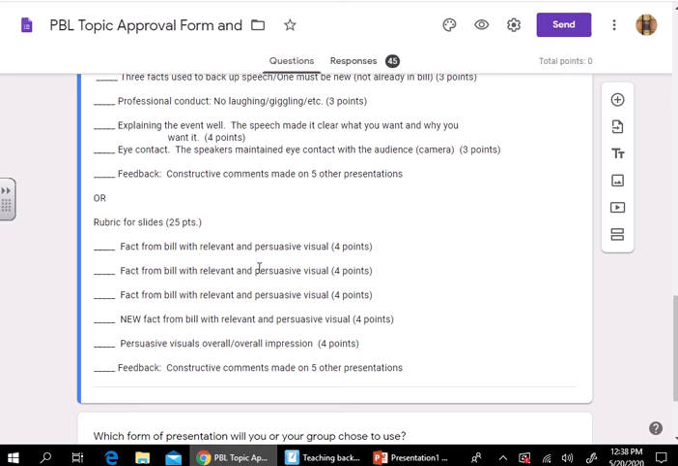And then you do that for your second fact, and you have another persuasive visual on another slide. Then you have another fact from your bill and another persuasive visual. And then here's a big one. You have a new fact. So I need a fourth fact, one that wasn't even in your bill, because you're always going to be adding to the argument of why your bill is important.